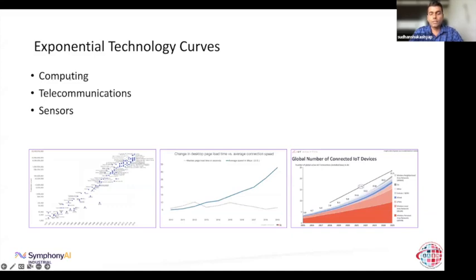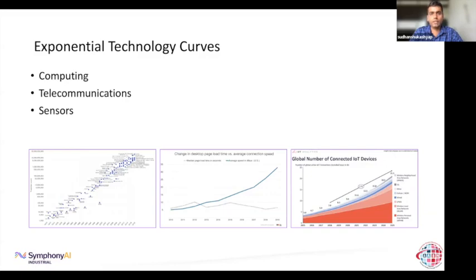So the first one is computing, and here you see a graph of processors in operation from 1970 to 2018. We see it started from 1,000 processors, and now we have hundreds of billions of processors working. So that's the scale of computing we have available now, and we all witnessed the transformation in telecommunications. We could see it in both terms, data storage and data transfer.